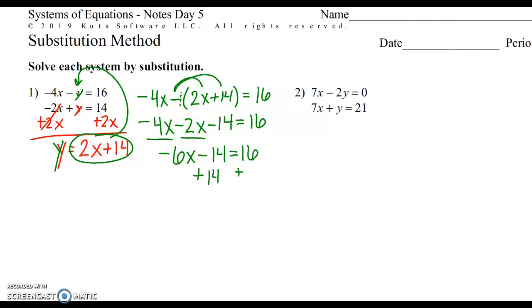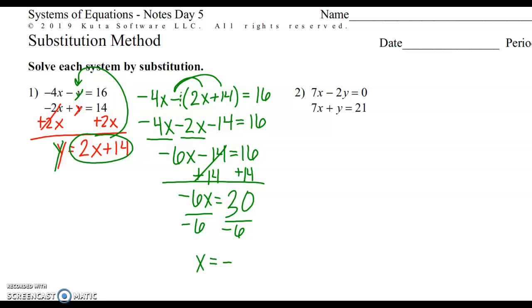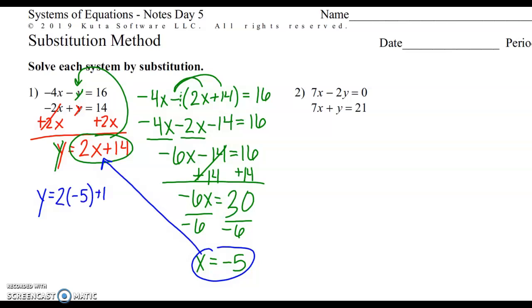To move a minus 14, we would add 14. So we're at negative 6x equals, I did that wrong, that would be 30. And then 30 divided by negative 6 would be negative 5. Now that I know that x is negative 5, I can plug that back into the first step to find y. Remember, you can use any equation, but that one from step 1 is always going to be the fastest since it's solved for what you're looking for. So 2 times negative 5 would be negative 10, and negative 10 plus 14 is 4. So my ordered pair answer, x comma y, would be negative 5, 4.